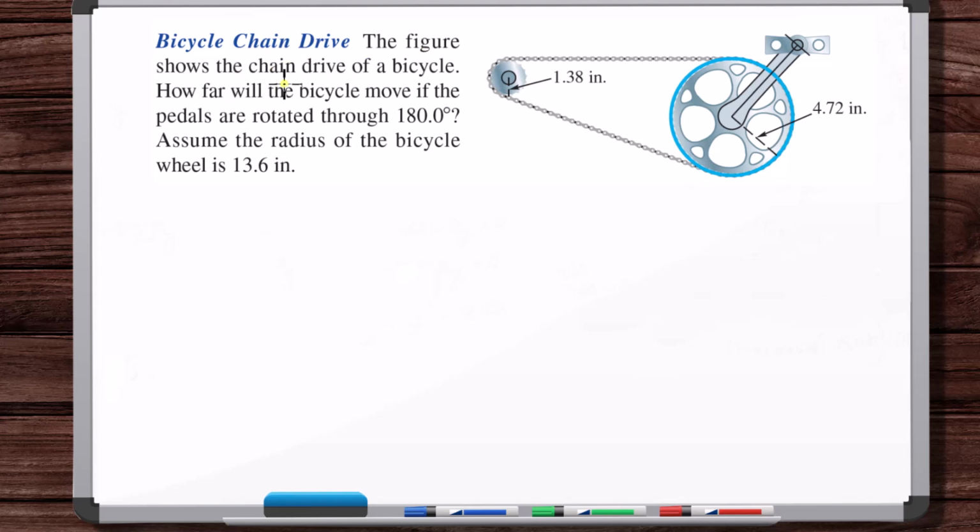The figure shows the chain drive of a bicycle. How far would the bicycle move if the pedals are rotated through 180 degrees? Assume the radius of the bicycle wheel is 13.6 inches.